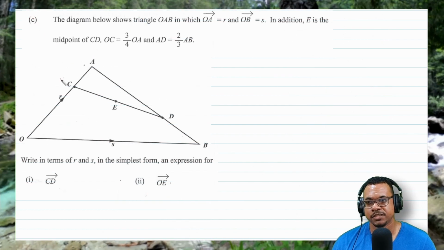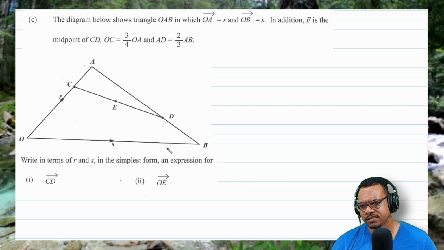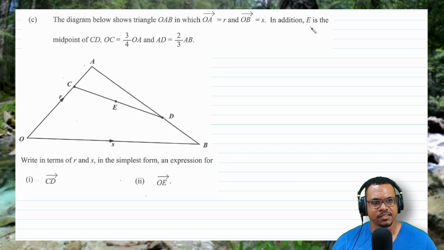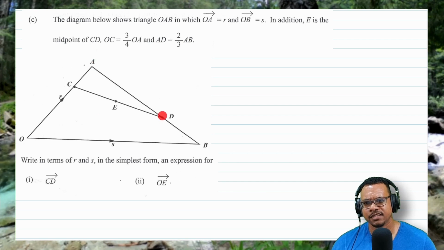All right, so moving on to part C, which is the vectors question. We have the diagram below shows triangle OAB, in which OA is equal to R. So O to A is the vector R, and O to B is S. So O to B is this vector S here. In addition, E is the midpoint of CD. So E is the midpoint of this line going from C to D. We have OC is 3/4 of OA. So O to C is 3/4 of O to A. And AD is 2/3 of AB. All right, so A to D is 2/3 of A to B.